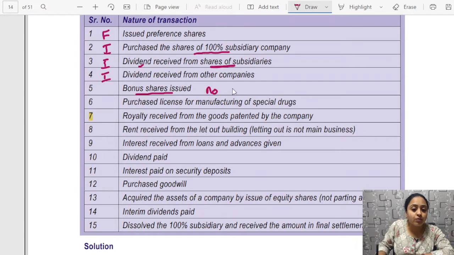Bonus shares issued. No cash flow. See, there is no cash flow because you have issued shares and in return you are not receiving any amount. Okay, so no cash flow.